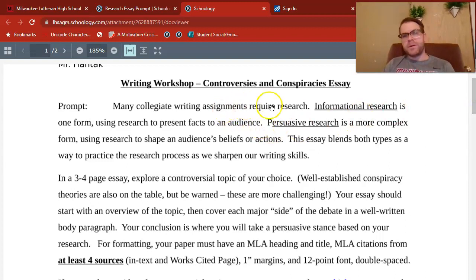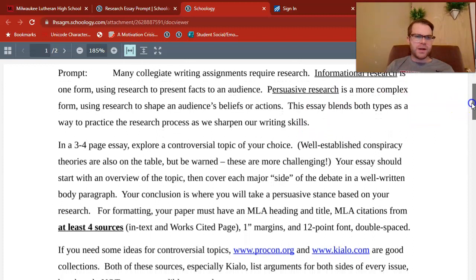I like to do a research paper in the middle of the semester. Now that we have one essay under our belt, we're familiar with essay structure. Now it's time to mix in something that so many colleges and college courses do, is include some kind of research component for us to practice. There are two types of research, informational research and persuasive research. Talked about those a little bit on Wednesday. This essay does blend both types as a way to practice the research process as we continue to sharpen our essay writing skills too. Here's the prompt itself.